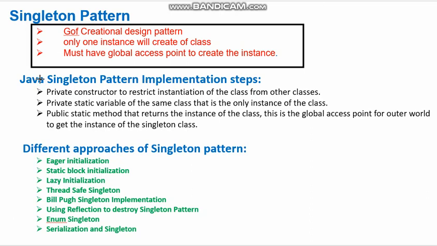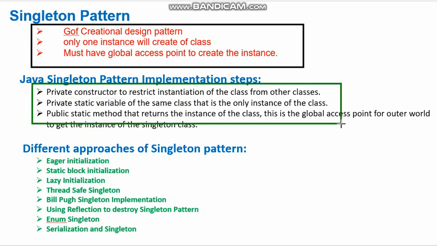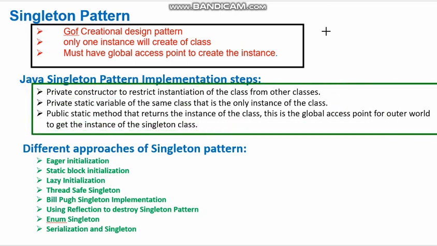These are the steps to implement the singleton design pattern. We will read them one by one. First, a private constructor to restrict instantiation of the class from other classes. Second, a private static variable of the same class, which is the only instance of the class. Third, a public static method that returns the instance of the class. This is the global access point for the outside world to get the instance of the singleton class.